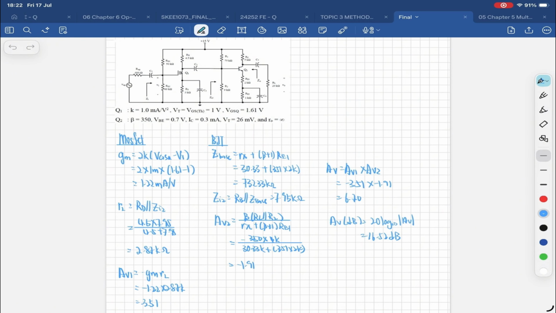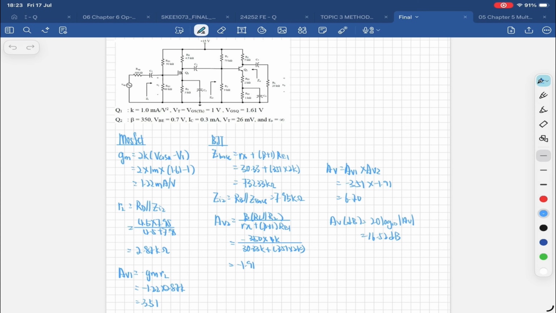Moving to the second stage, the common emitter BJT. Notice that the emitter resistor is unbypassed, which provides stability. The gain here is determined by the BJT beta, the parallel output load, and the base resistance combined with the reflected emitter resistance. Plugging in our values, we get a stage 2 gain. Finally, the overall system voltage gain is simply the product of the individual stage gains. Multiplying the two values gives us a total gain of 6.7, or 16.52 dB.